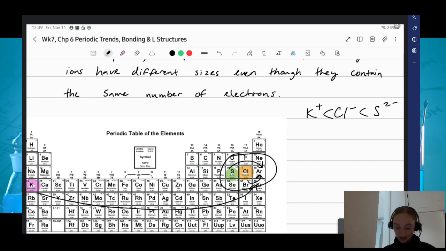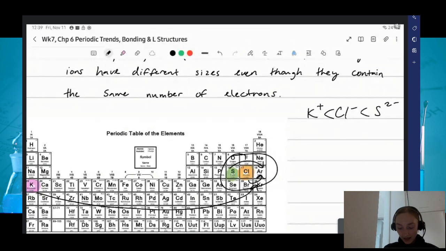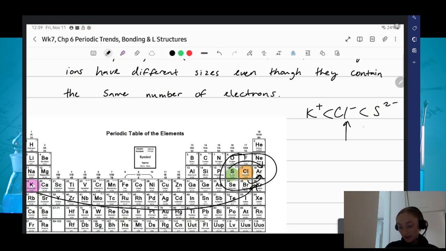Because chlorine is very close to becoming a halogen with a complete valence shell, it has a stronger pull, since it has 7 valence electrons versus 6 for the sulfur 2 minus. Like I said, it has a stronger pull towards the nucleus, so it's going to have a smaller radius. That is why chlorine is smaller than sulfur here.